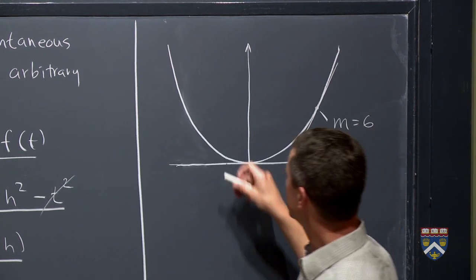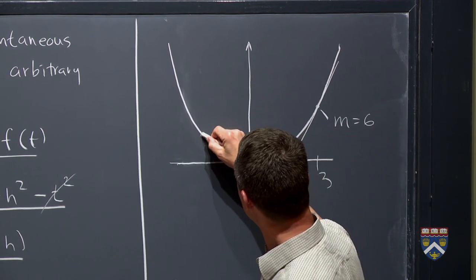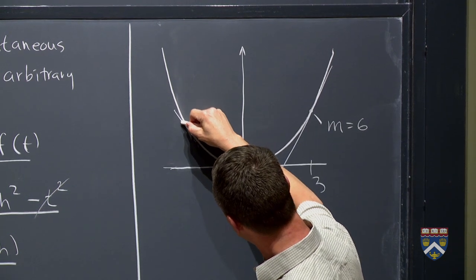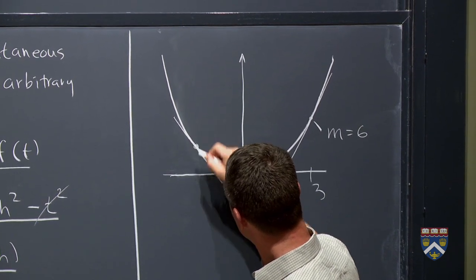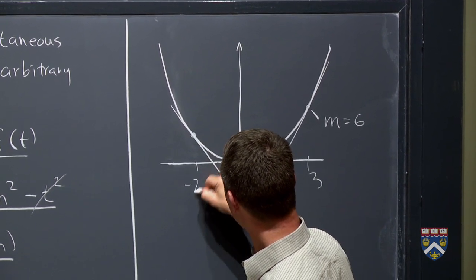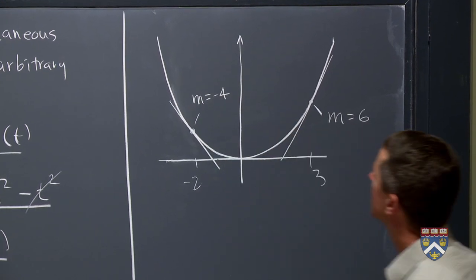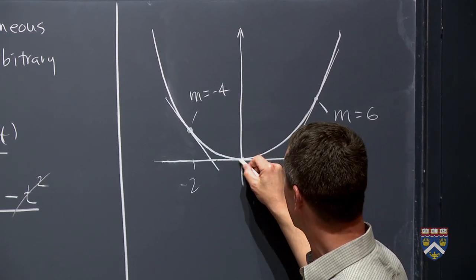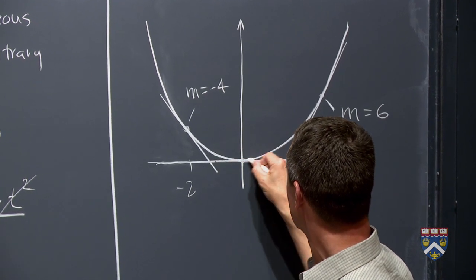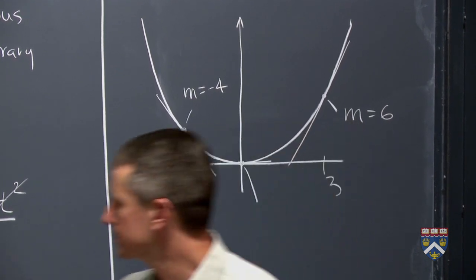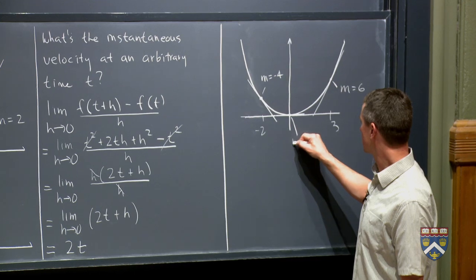I can even go back to a negative number, like -2. And I can say, what's the bird's velocity at time -2? And the velocity there will be -4. You can say, what's the velocity at time 0? Then we get a perfectly horizontal tangent line, because when I plug in 0 to this, I get 0.